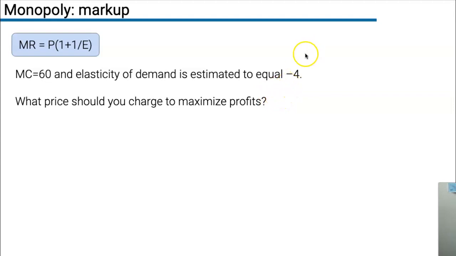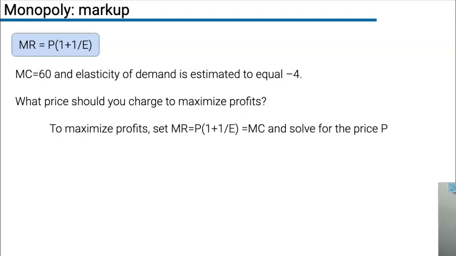And so suppose you're given the following problem. You know that it costs $60 to produce an additional unit of output at your current rate of production, and you also estimate that your demand has elasticity of negative 4. What price should you charge to maximize profits? And so here's where we're going to combine the two facts that we've discussed so far. One fact would be that to maximize profits, you want to set marginal revenue equal to marginal cost. Just like in the monopoly problem, to maximize profits, marginal revenue has to equal marginal cost.